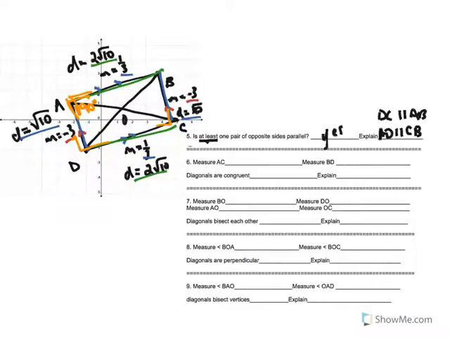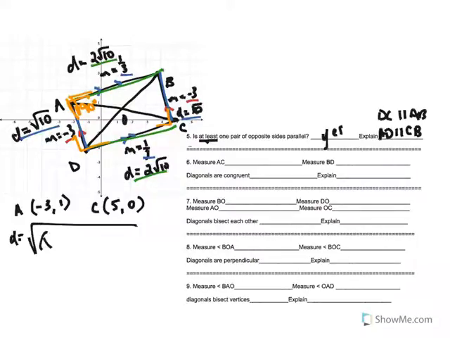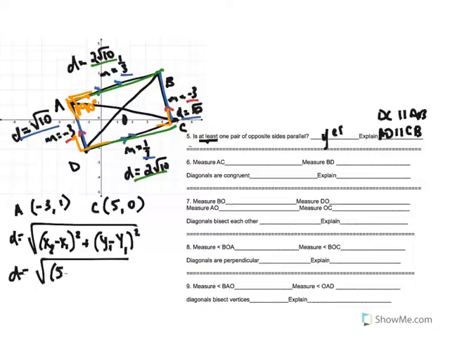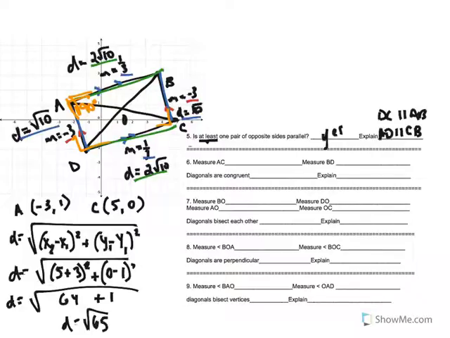So measure AC, measure BD. AC here. A is -3, 1. C is 5, 0. We're going to measure the distance between them. I plug in my values. I have distance equals the square root of x2 is 5 minus x1 is -3, so it becomes plus. And then y2 is 0 minus 1 squared. We get plus 1. 5 plus 3 is 8. Squared is 64. Distance equals the square root of 65.